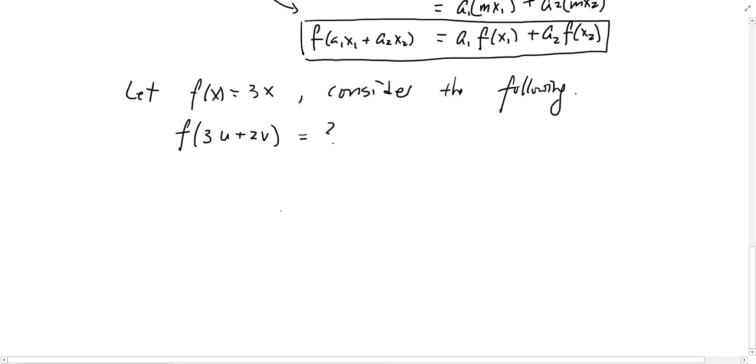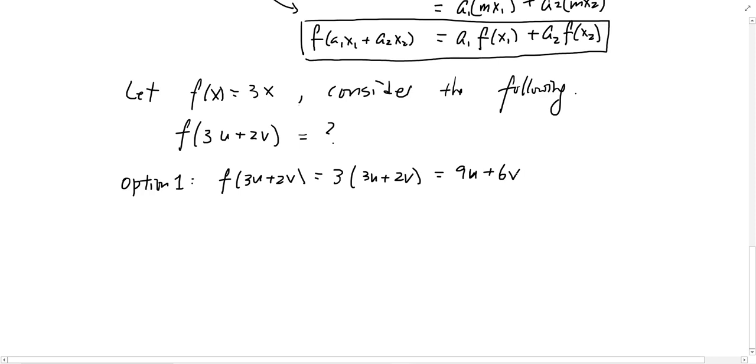So how would I go about doing this? Well, the easiest way to do it is the following. Option 1 is that we just do what the problem tells me to do, which is what you probably remember learning back in Algebra 2 when you learned about composite functions. You just plug this into function f to see what happens. So that means it's 3 times 3u plus 2v. That would come out to be 9u plus 6v. So that's option 1.